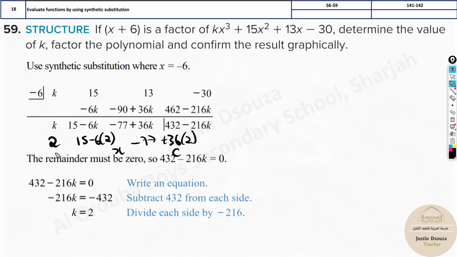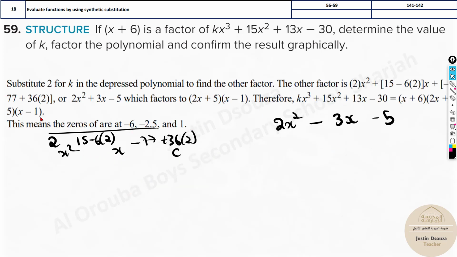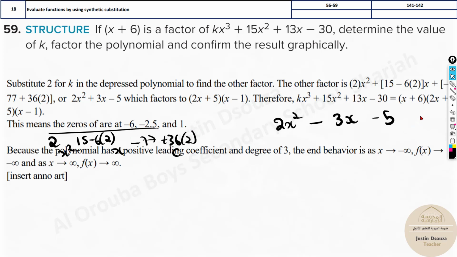Over here you should multiply by x. Over here it will be x squared. So the answer will be 2x squared plus, because this 15 minus 12, it will be 3x. And now this you need to put in the calculator. Wait, it's 72 minus 77. It is negative 5. This is the answer. This is the quotient. Because we found the k value, substitute back over here, you will get the quotient. Let's just check the answer. Is that the quotient? Yes, that is the quotient.